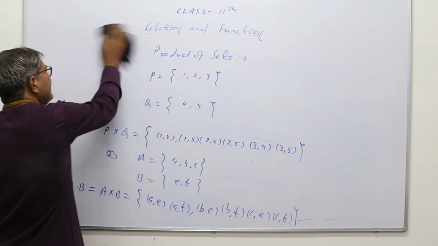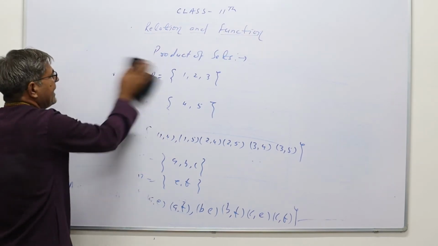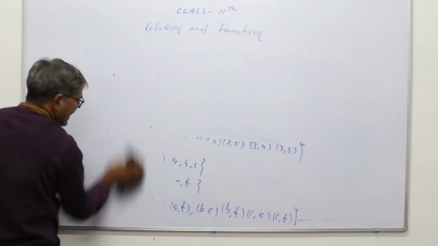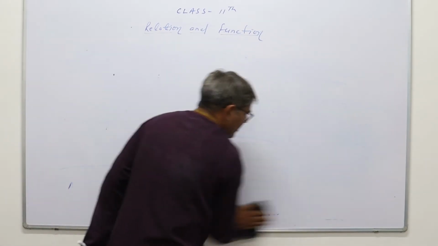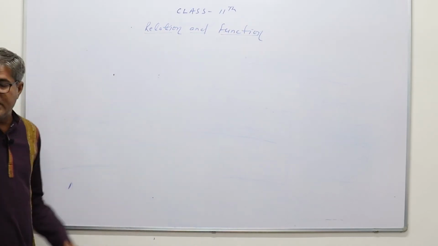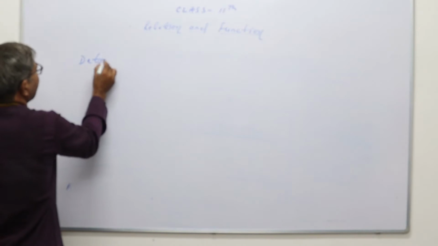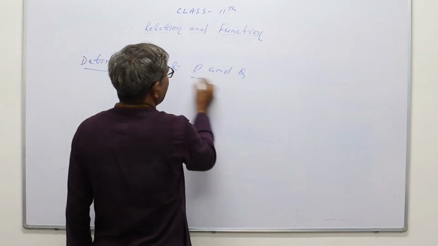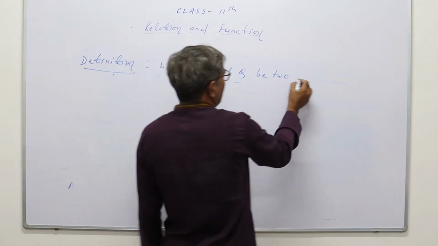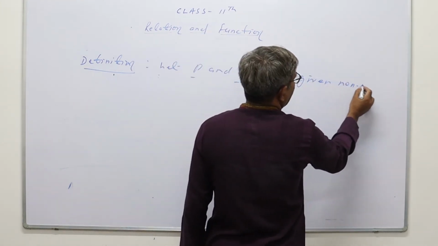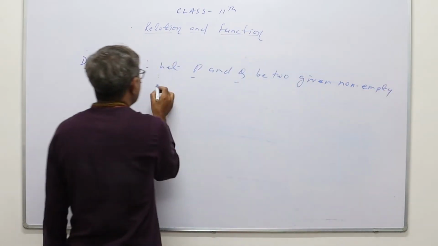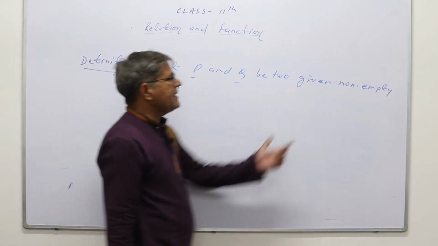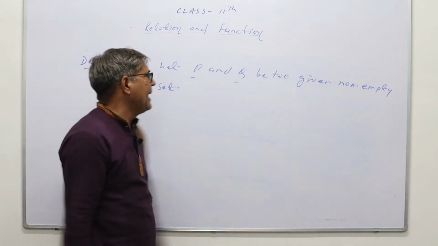Now, how will we define this? To define the Cartesian product of two sets, we will consider two non-empty sets, and then we will define the Cartesian product of two sets. So, definition. Let P and Q be two given non-empty sets. What is this? We have given two sets. One set is P, another set is Q, and both the given sets are non-empty. Non-empty means they have some elements.